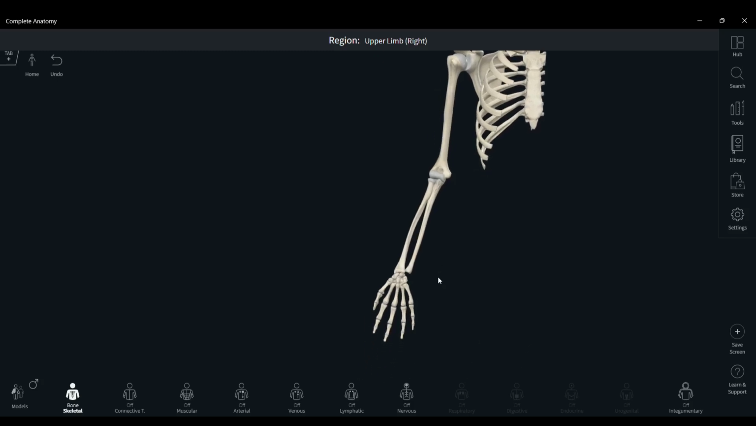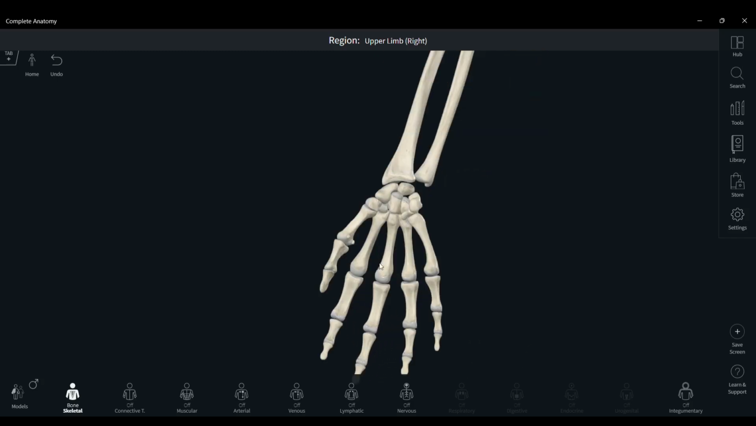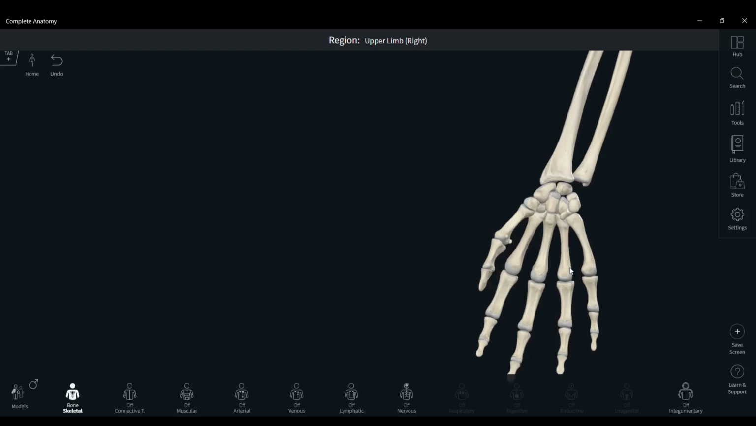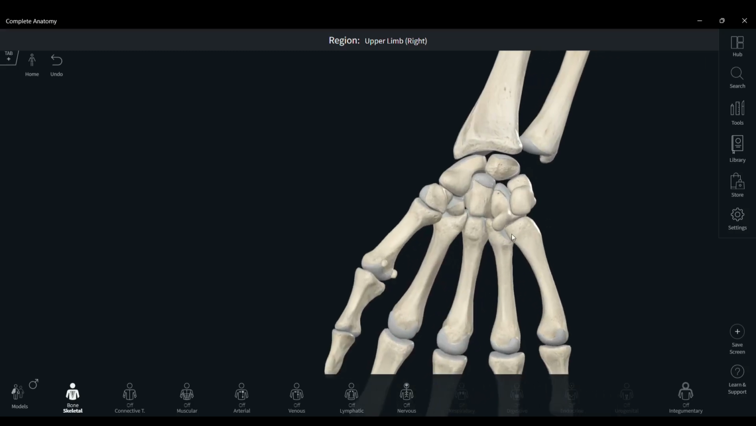The palm facing forward, the thumb side is radial, the little finger side is ulnar, the palmar side is the front of the hand, and the dorsal side is the back. The skeleton of the hand is divided into three major groups. The first is the carpus, or wrist. Here 8 short bones are arranged in 2 rows, a proximal row and a distal row.